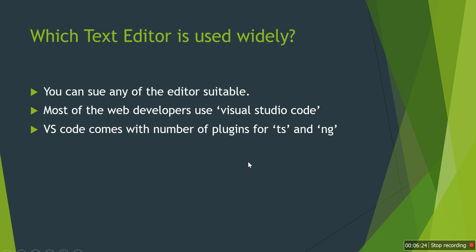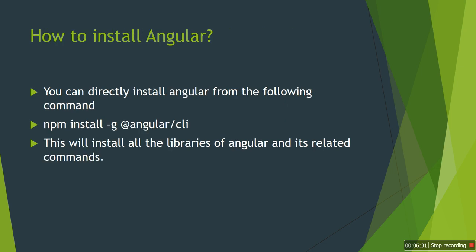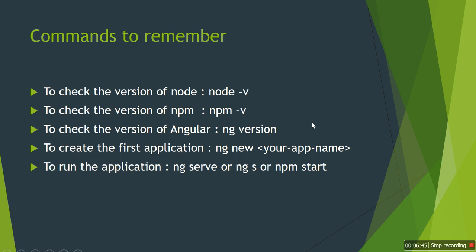For the text editor, I would suggest Visual Studio, but as per your comfort level you can choose any of these, right? So how to install Angular is basically you can directly install it by opening your command line and just entering this command, and it will download the Angular code, right? But before that you should have Node.js installed, and these are the important commands which are helpful for you, right? You can get the Node version, right?